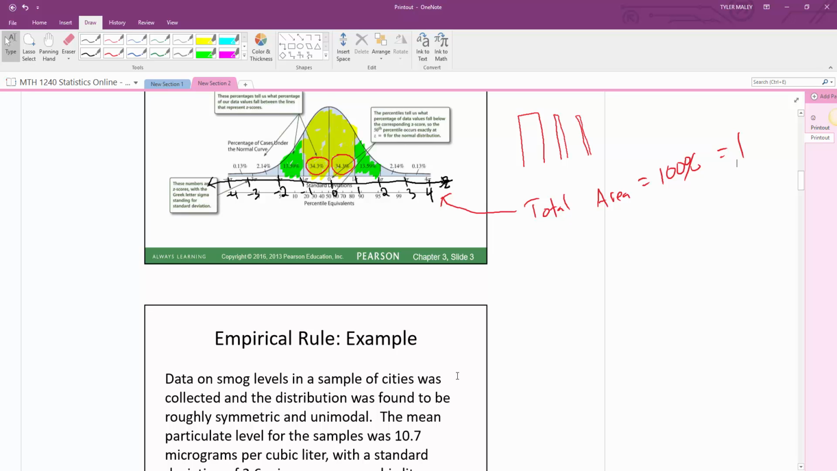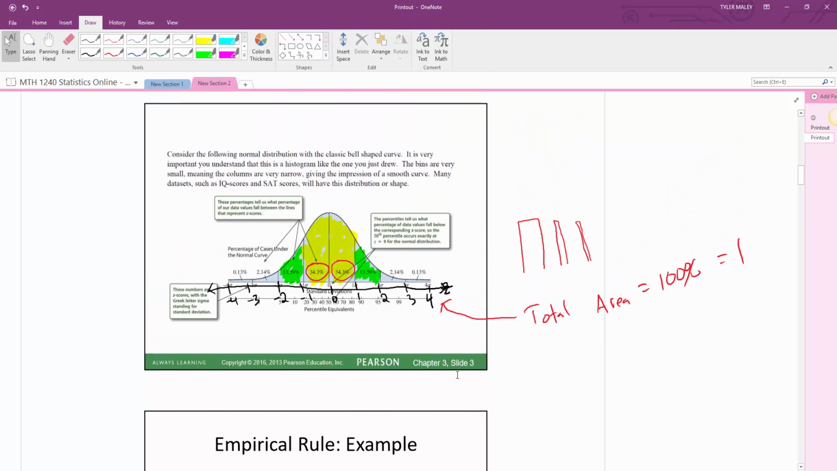One thing just to remember is that the z-score equals the number of standard deviations away from the mean. To calculate a z-score, we take a ratio: the x value we're looking at minus the mean, and then divide that by the standard deviation. So this is how we calculate a z-score.